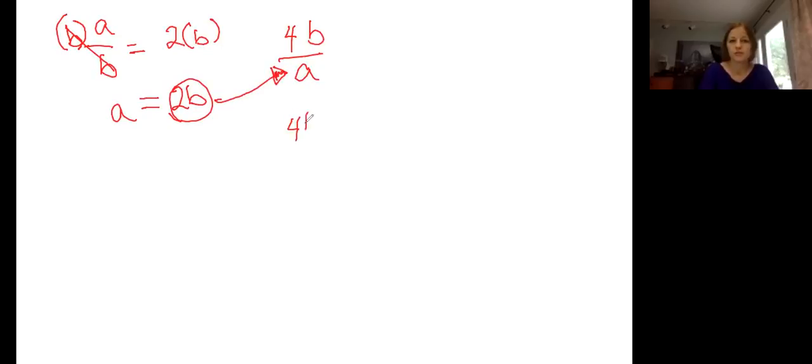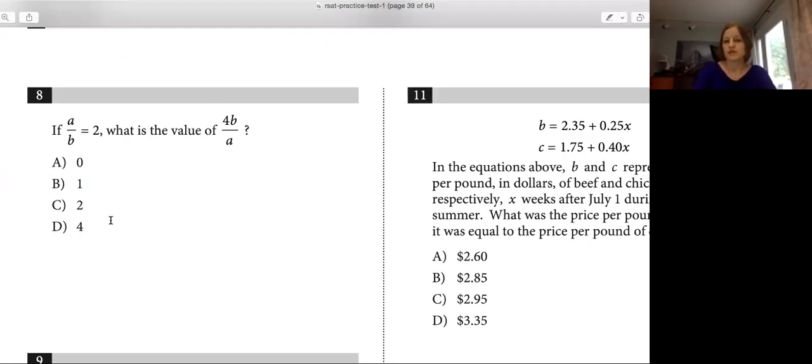So 4B over 2B equals what? Well, B divided by B, that cancels out. 4 divided by 2 equals 2. So going back to our answer choices, we can see that C is the correct answer, 2, right?